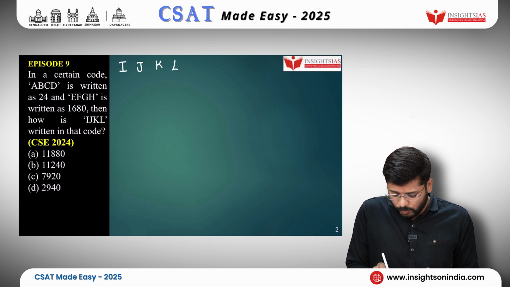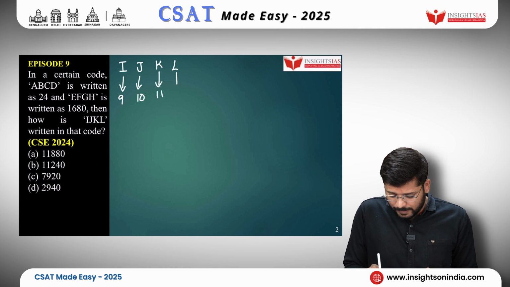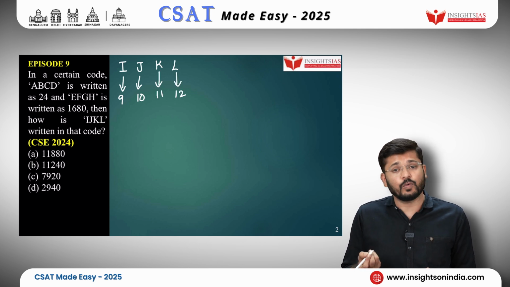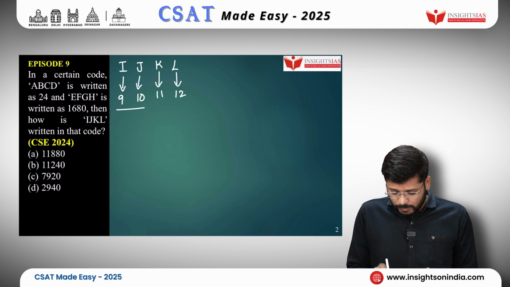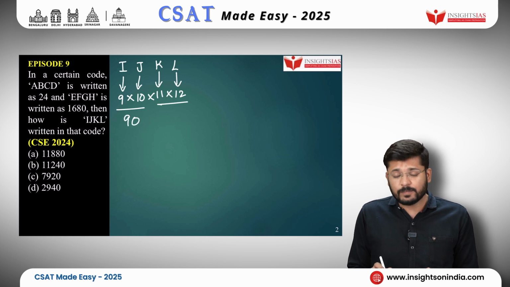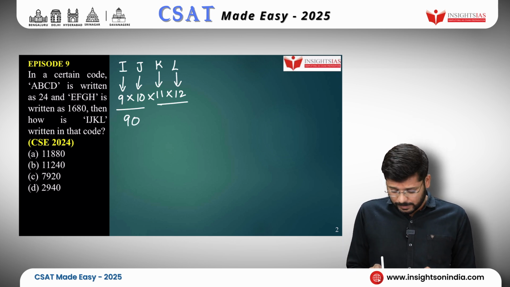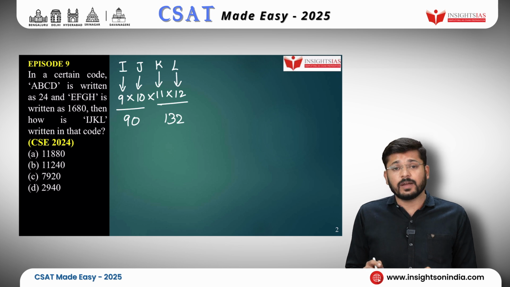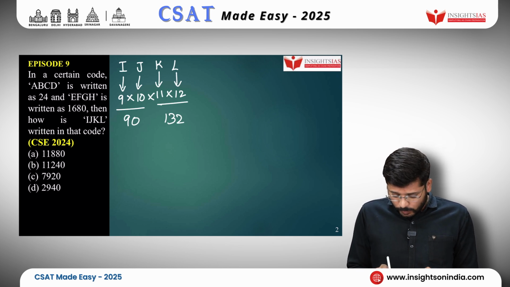What is the positional value of I? That would be 9. This would be 10. This would be 11, and this would be 12. Now we need to multiply them. What is 9 into 10? 9 into 10 is 90. What is 11 into 12? That is 132. Now we need to multiply 132 with 90.